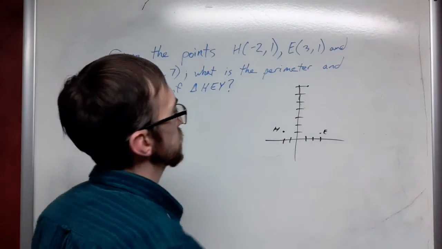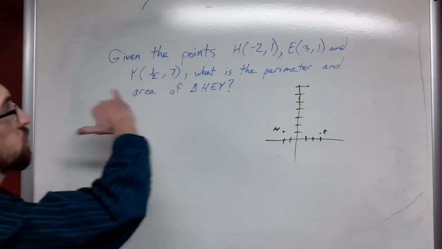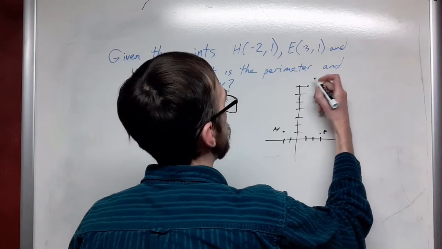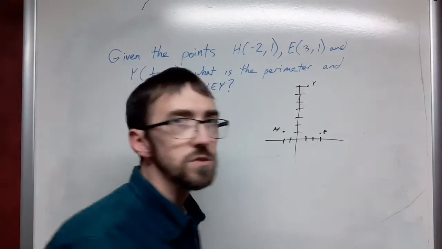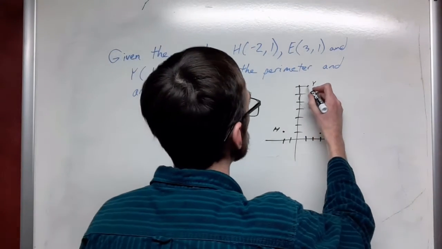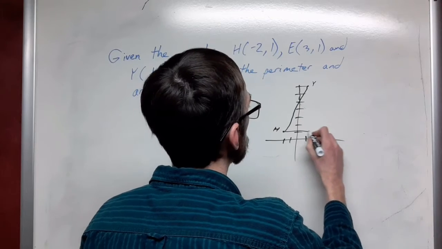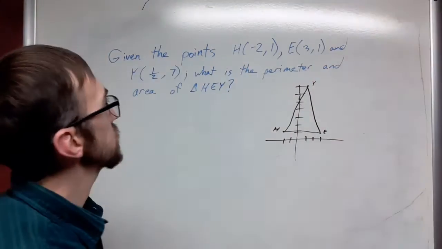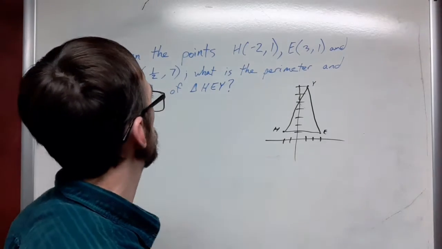So I've got H here, I've got E here. My last one is Y. It's at a half, 7, so a half, 7. I have Y up here, and so I'm going to connect those. So I have this triangle. So I need to know perimeter and area.